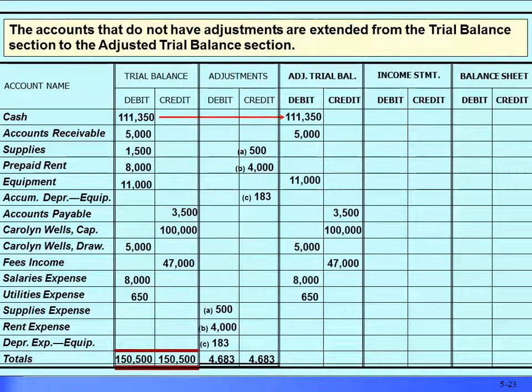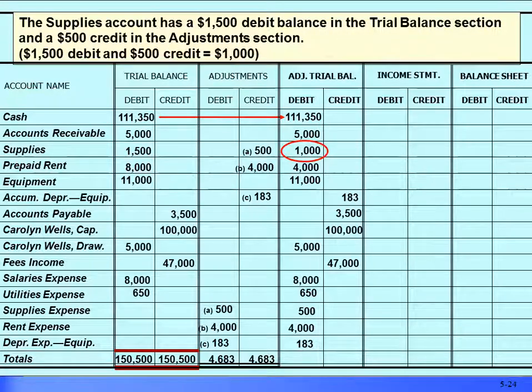So the first thing we do is drag over every account that does not have an adjustment. For example, the cash, bring that over, the accounts receivable, the equipment, because remember we didn't reduce that, we added an account called accumulated depreciation. Accounts payable, capital, bring over drawing. Again, these accounts were not affected by any adjustments. That's the first thing that you do.